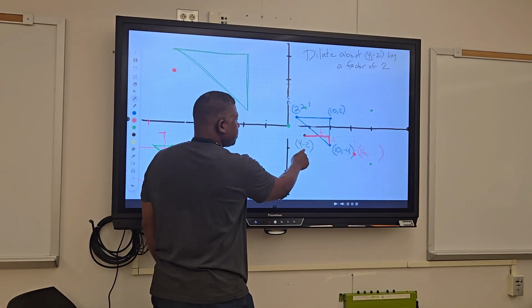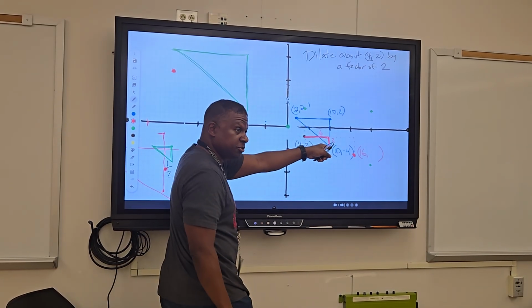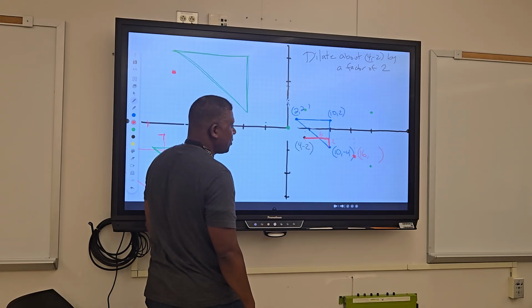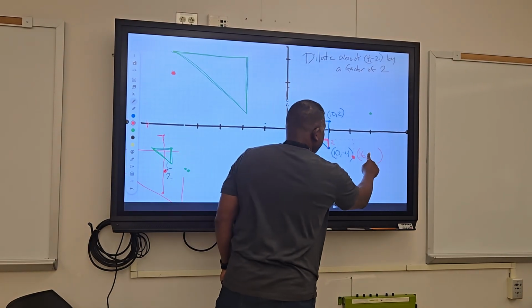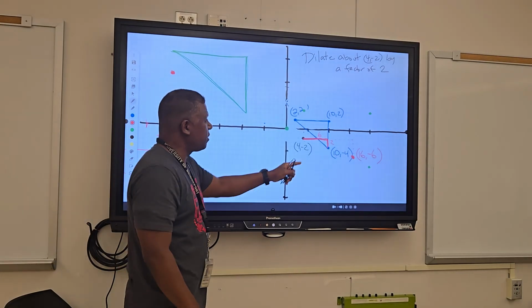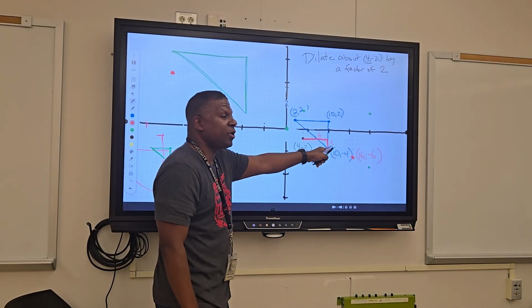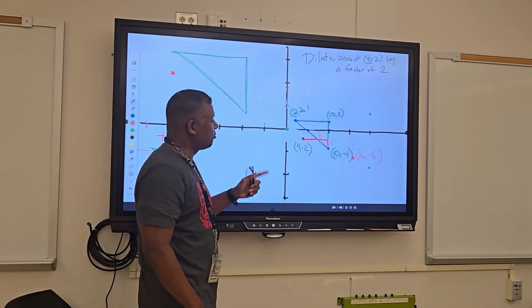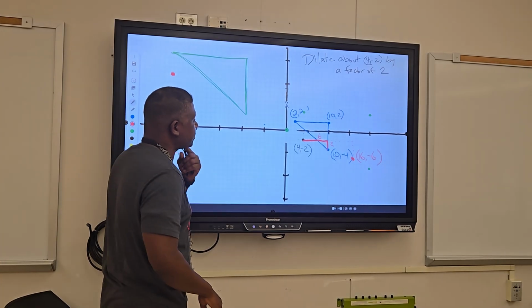And negative 2 minus 2 2s is going to be negative 6. So I know this is 16, negative 6. So even without the benefit of graph paper, you should be able to dilate points from other points. But okay, let's look at the other points.